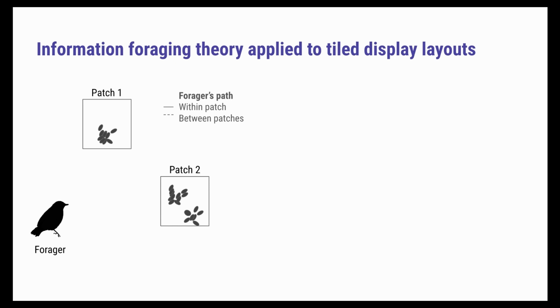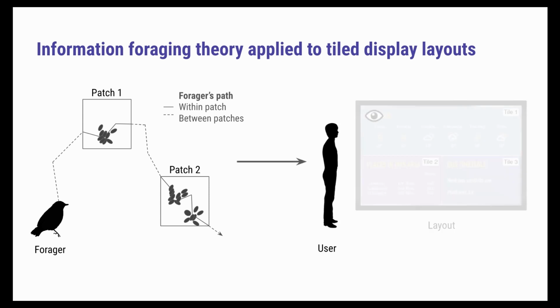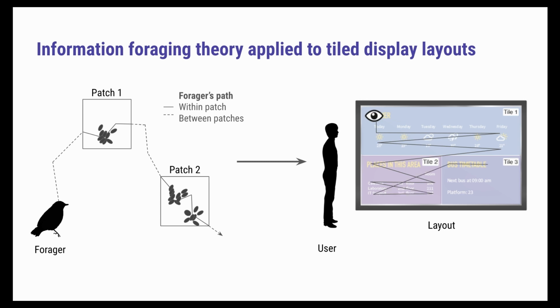Next, I will explain the principle behind models that relies on information foraging theory. Such a theory characterizes users searching for information sources, choosing those that maximize information gain, similar to how animals search for food. We can see here the path followed by a bird when foraging different patches in the environment to maximize the food intake. In a similar way, we can model a user perusing tiles in a display layout by looking at the different content items therein.